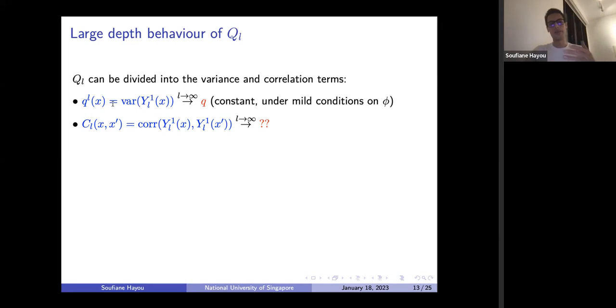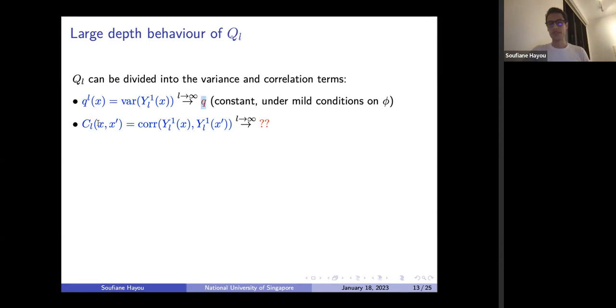So basically, as I said, under some technical conditions on phi, we can show that this variance converges to a constant Q when l goes to infinity, so the layer index goes to infinity. This Q is a constant that is independent of the input x. Remember, x is the network input, okay? This means that for all inputs, we converge to the same constant, okay?